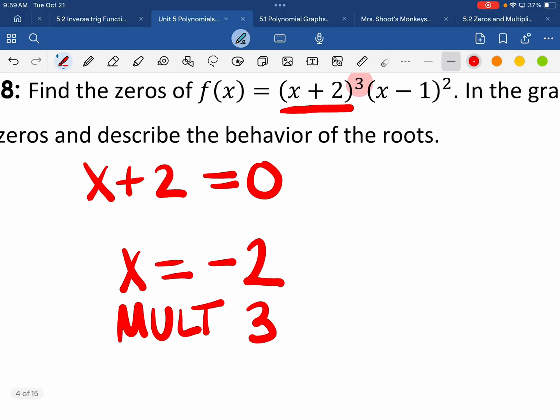Do we always have to write it out? If it asks for it, yes. But if it doesn't ask for it, no. But I'm going to write it just because that's what these notes are over.